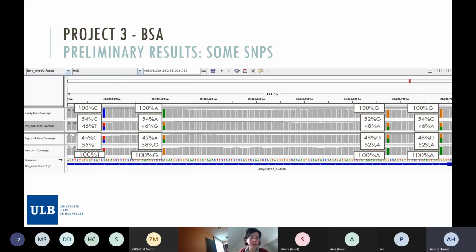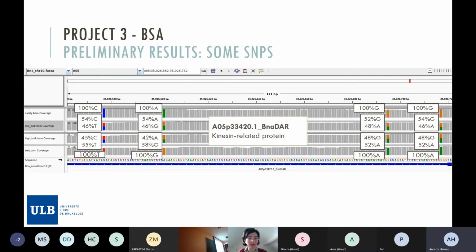So there are a lot of SNPs where the behavior is kind of similar to the two parents, even if they are mostly heterozygote. So this is one parent, this is the opposite parent, and you can see the parent with low lateral roots, the bulk with low lateral roots, the bulk with high lateral roots, and the parent with a high number of lateral roots. You can see that, for example, the SNPs are kind of correlated with the phenotype.